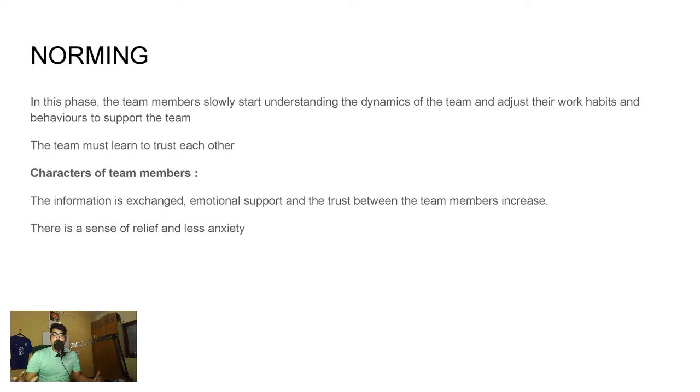So, this is where the team members and the project manager become more reactionary to the dynamics of the team. Here, the characters of the team members is where you can find the sense of relief and less anxiety because people try and understand each other and know how to operate with each other. That's why there is a sense of relief and less anxiety.